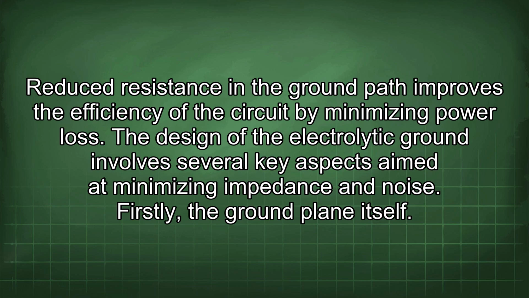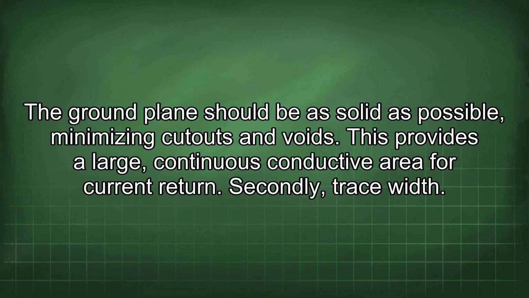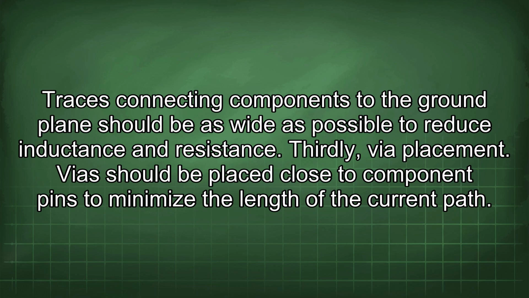The design of the electrolytic ground involves several key aspects aimed at minimizing impedance and noise. Firstly, the ground plane itself. The ground plane should be as solid as possible, minimizing cutouts and voids. This provides a large, continuous conductive area for current return. Secondly, trace width. Traces connecting components to the ground plane should be as wide as possible to reduce inductance and resistance. Thirdly, via placement. Vias should be placed close to component pins to minimize the length of the current path.